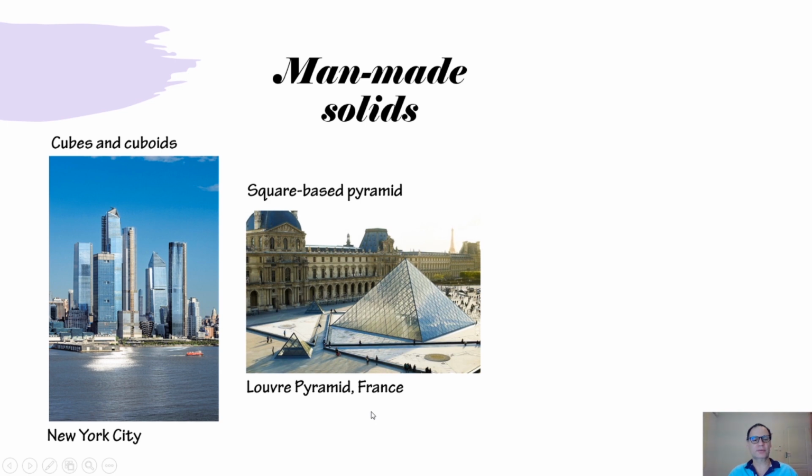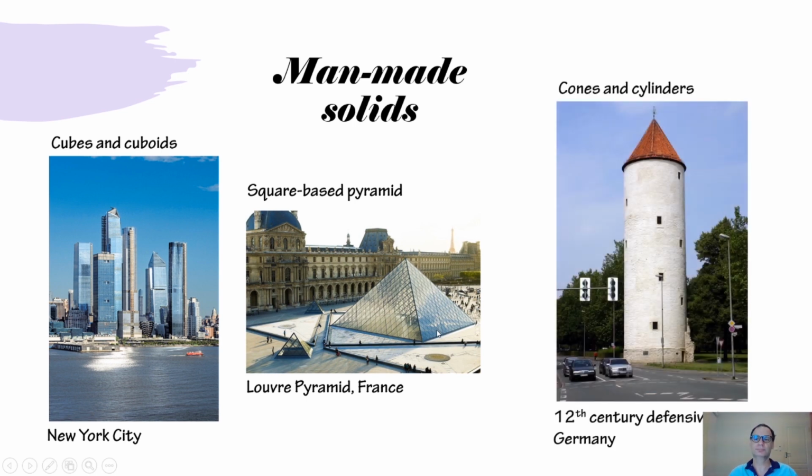This is in France. This is a glass pyramid and the base is square. This building is a 12th century defensive tower in Germany. You can see the main structure of the building is a cylinder, and at the top of the building is a cone roof.